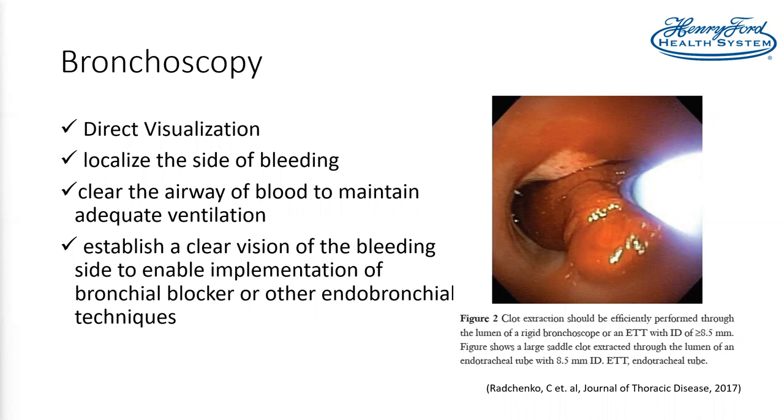But the biggest role of bronchoscopy in airway management is when we have an endobronchial lesion or any endobronchial process, because it lets you visualize the process, localize the site of bleeding, and clear the airway of blood to maintain adequate ventilation, which is what happened in that patient that Damon had in 19, because the blood clots were already in the trachea and the patient's saturation dropped to the 10s or 15%. And it lets you establish a clear vision of the bleeding site to enable implantation of bronchial blockers or other endobronchial techniques.